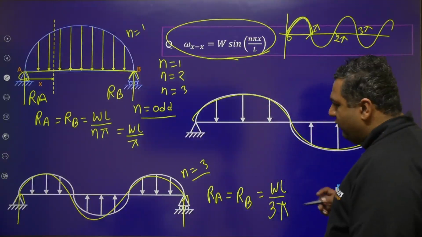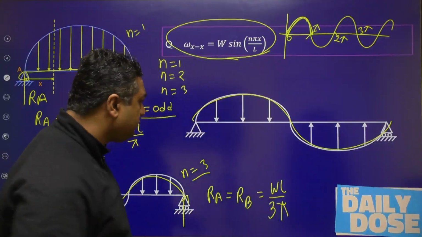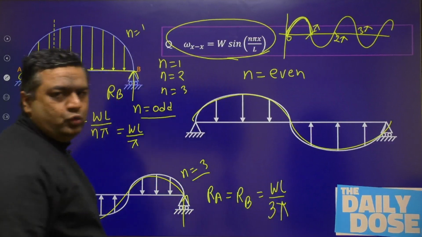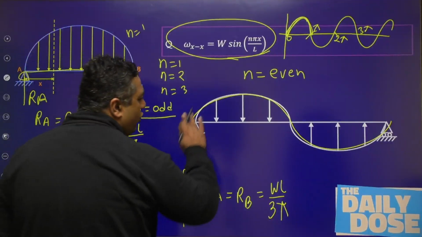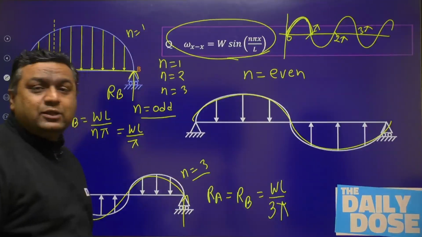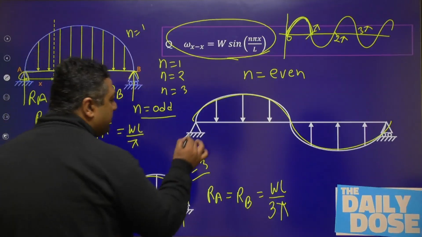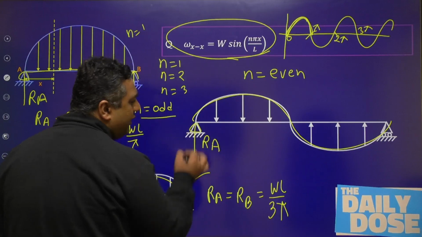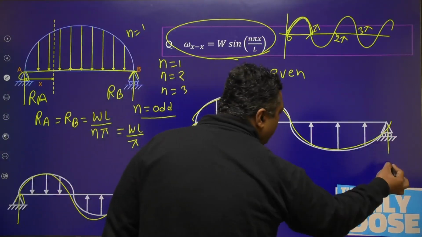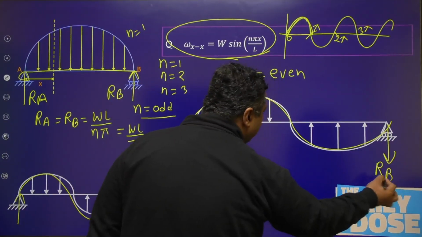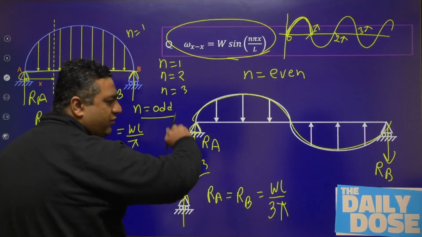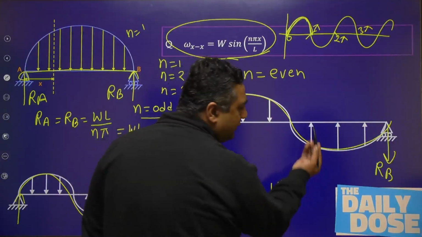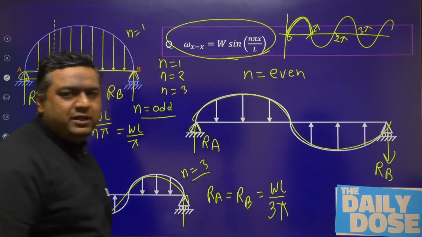But in case of even, what you need to do? If n is even, like here we have n equals 2, then my dear, symmetry is not there actually. If you see, this is some kind of anti-symmetrical thing. So here you would put RA in upward direction and RB in downward direction. You can see here loading is downward, so reaction we have made upward. Here loading is upward, so reaction we have made downward.